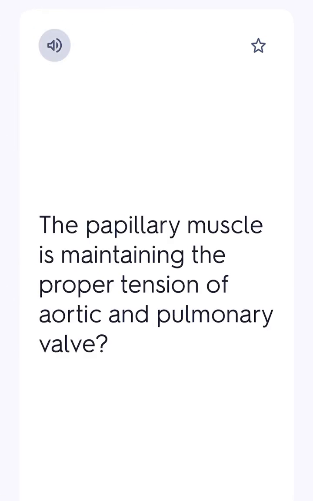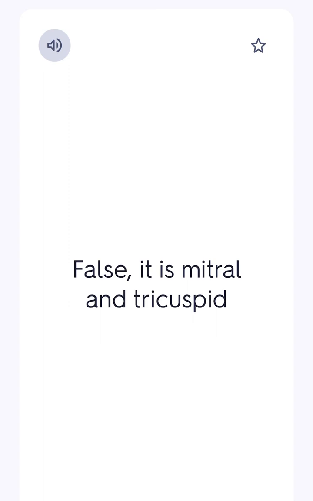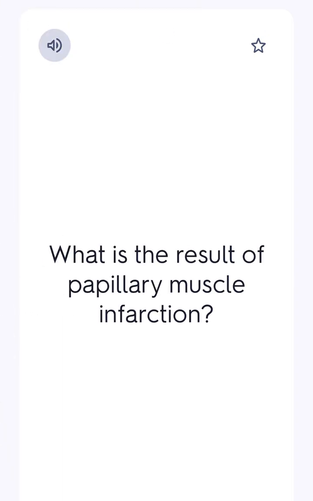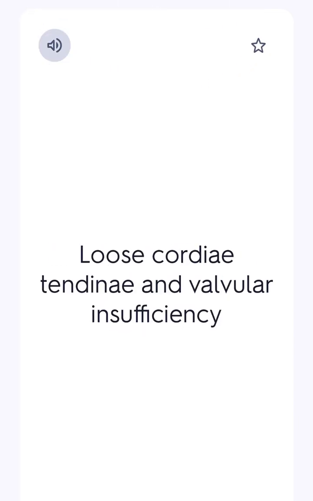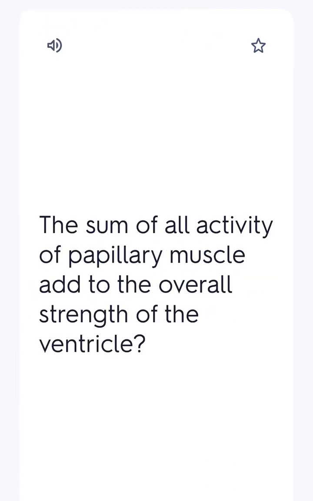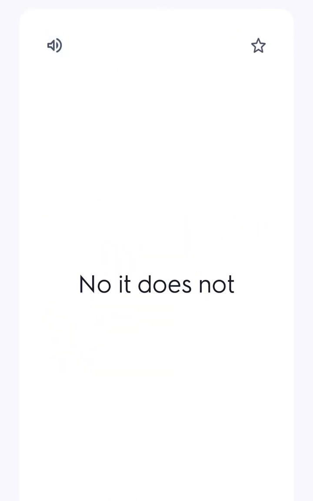The papillary muscle is maintaining the proper tension of aortic and pulmonary valve? False. It is mitral and tricuspid. What is the result of papillary muscle infarction? Loose chordae tendineae and valvular insufficiency. The sum of all activity of papillary muscle add to the overall strength of the ventricle? No, it does not.